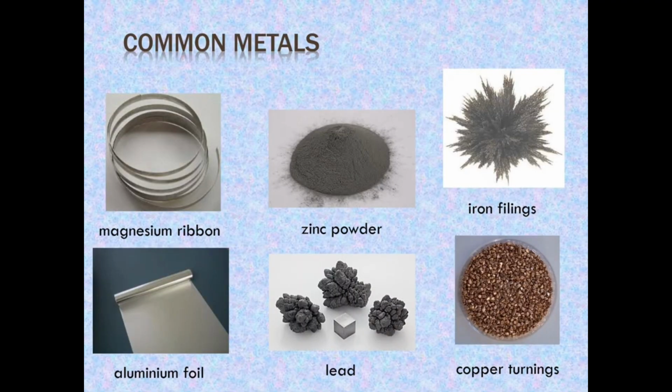Common metals that we have: magnesium ribbon is the first picture that you see, and then we have zinc powder, we have iron filings, obviously, we have aluminium foil. Aluminium foil is basically an item which anyone can know, and then we have lead. And lastly we have the copper turnings.